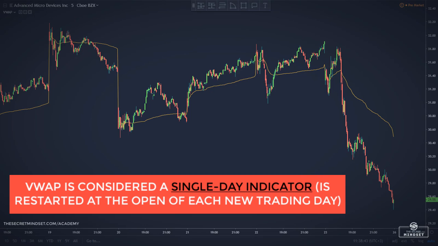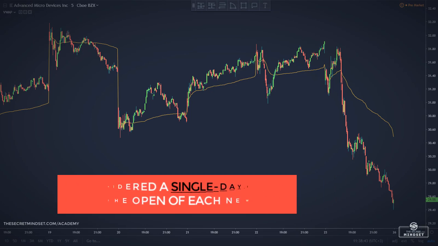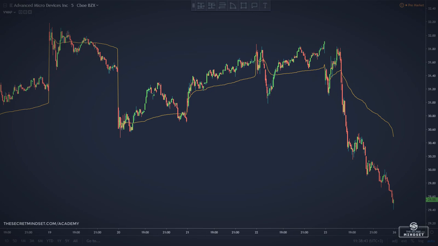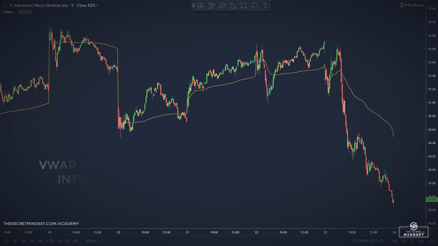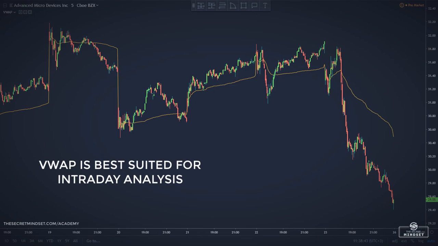Attempting to create an average VWAP over many days could mean that the average becomes distorted from the true VWAP reading. Also, don't forget that VWAP is based on historical values and does not have predictive qualities. The VWAP serves as a reference point for prices for one day only. For this reason, it is best suited for intraday analysis.